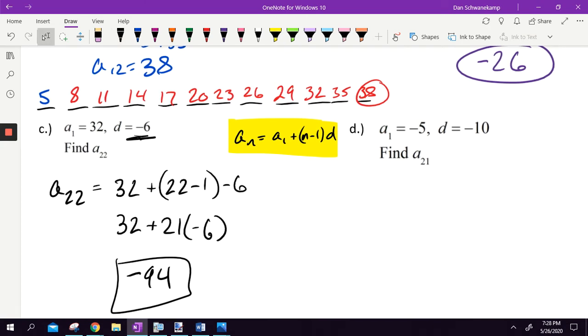A sub 21. So again, nothing different. A sub 21, a sub 1 plus the 21 terms minus 1 times d.